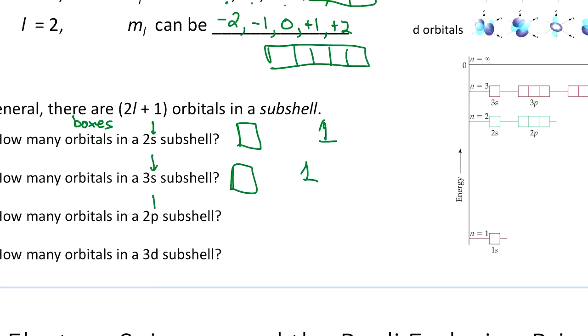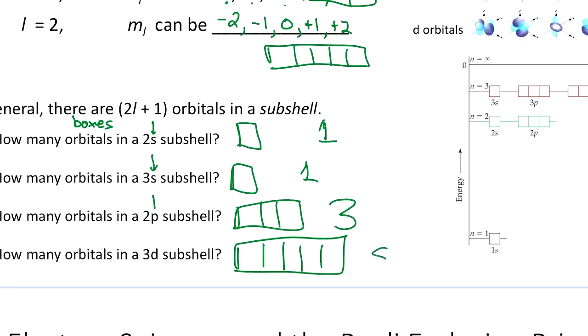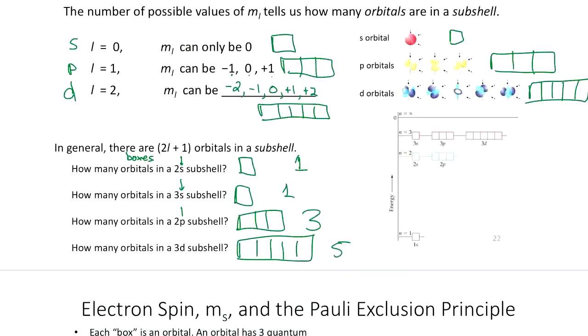All right, how many orbitals in a 2P subshell? So how many boxes? 3. All right, and then 3D? 5. 1, 2, 3, 4, 5, so 5. And so really the number out front, the N value, does not matter. It's the L value that dictates how many orbitals we can have in it. Any D subshell has 5 orientations and can hold 10 electrons. Doesn't matter if it's 3D, 4D, 5D, whatever. All D subshells hold 10 electrons.